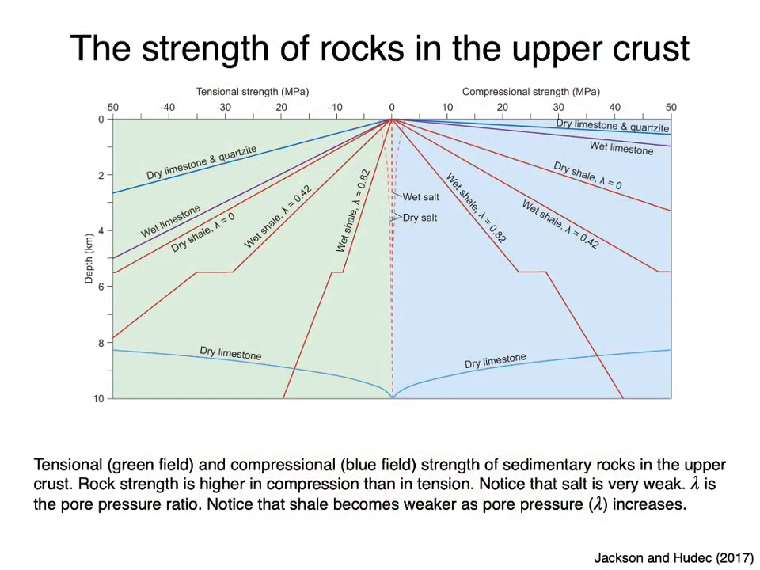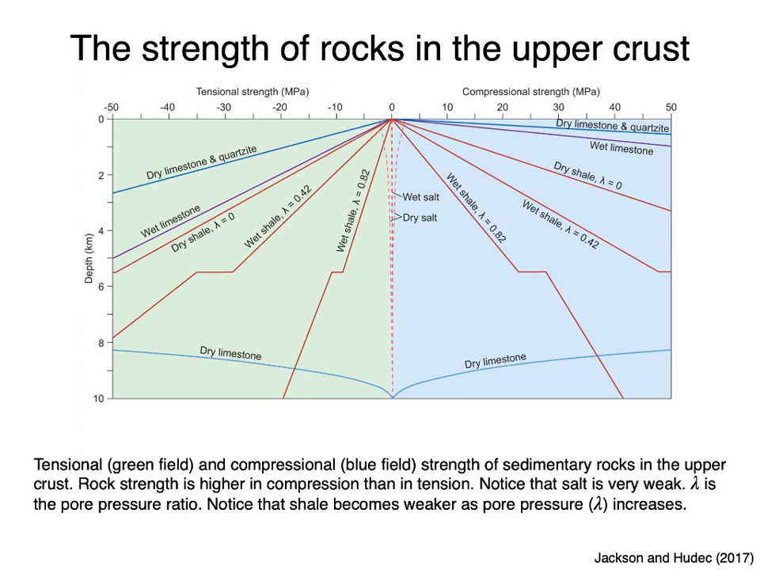Now, let's look at the variation of rock strength with depth in the upper crust. The rock strength values here are from laboratory experiments and small-size rock specimens. The green field is the tensional strength, and the blue field is the compressional strength. As you can see, rocks are stronger in compression than in tension. Dry rocks are stronger than wet rocks, and for the case of shale, fluid pore pressure, as expressed by the fluid pore pressure ratio lambda, decreases strength.